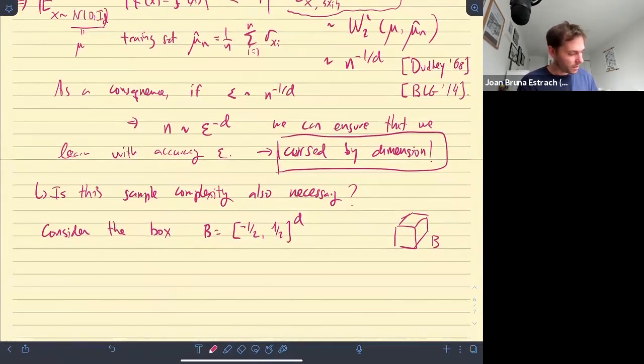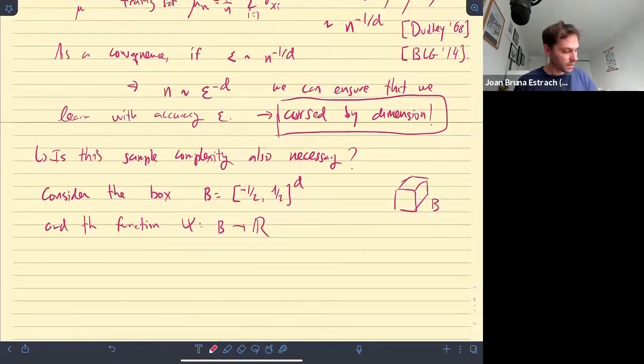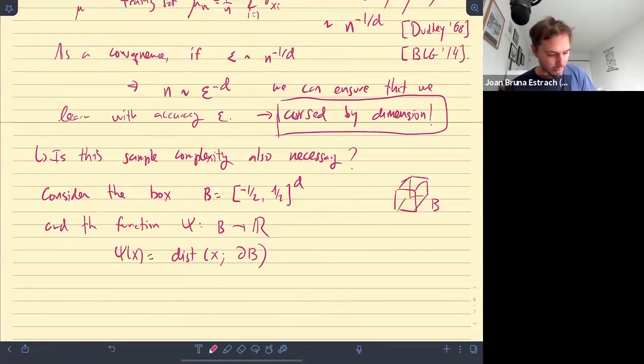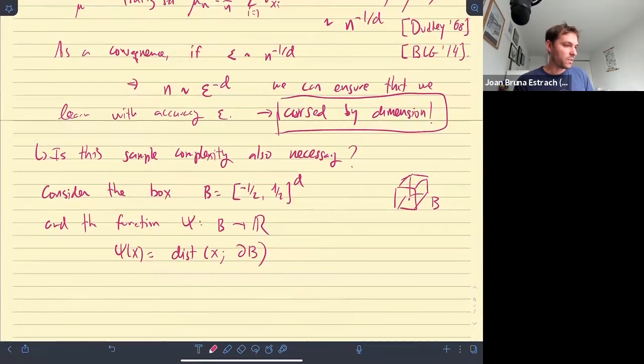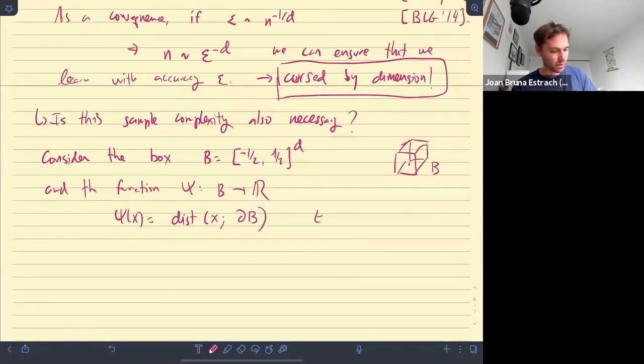Now let's look at a function phi defined on B, from B to R, where phi of x is the distance from x to the boundary of B. So it's a function that measures, for any point inside, the distance to the boundary. Does it make sense? Maybe as an exercise during the break: phi is 1-Lipschitz, a Lipschitz function with constant one. And of course it's localized inside.